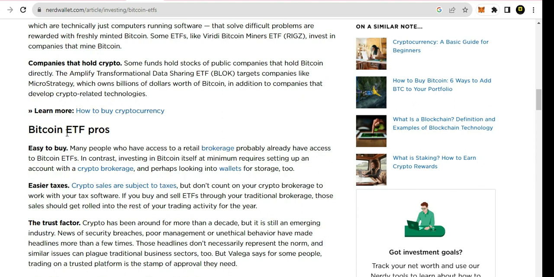Now, we know, guys, that crypto is meant to be having your own sovereignty, your own custody in regards to crypto, but there are some people that feel more comfortable having a third party manage it. It is what it is.